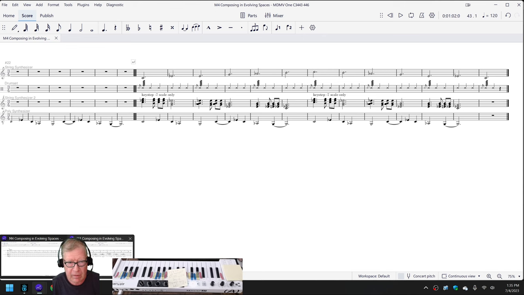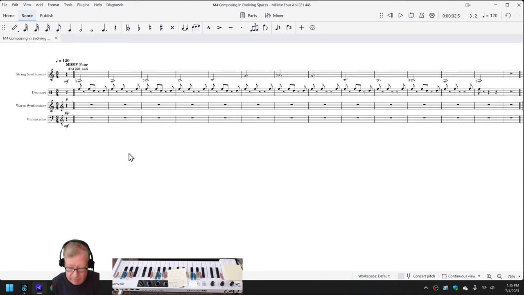And then the second one, the rotated scale, sounds like this.